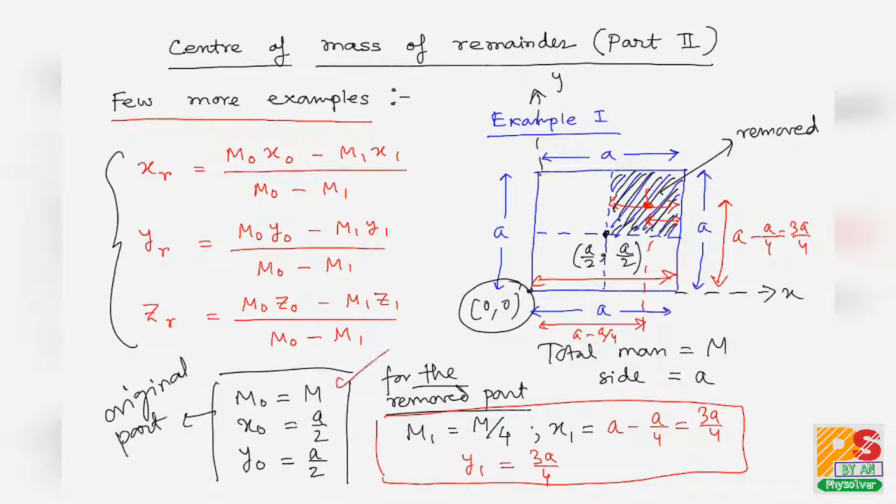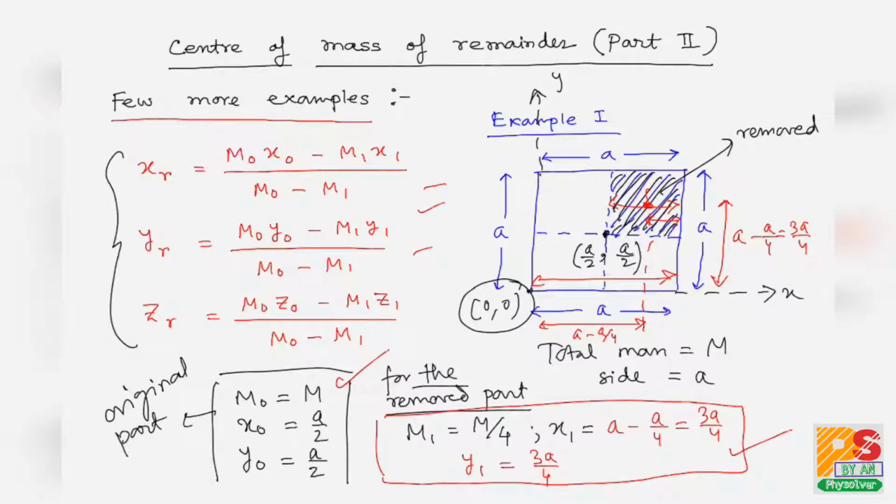This is for the original part. This is for the removed part. Therefore, using these formulas, I can get the position of center of mass of the remainder. So XR is m naught x naught minus m1 x1 divided by m naught minus m1.